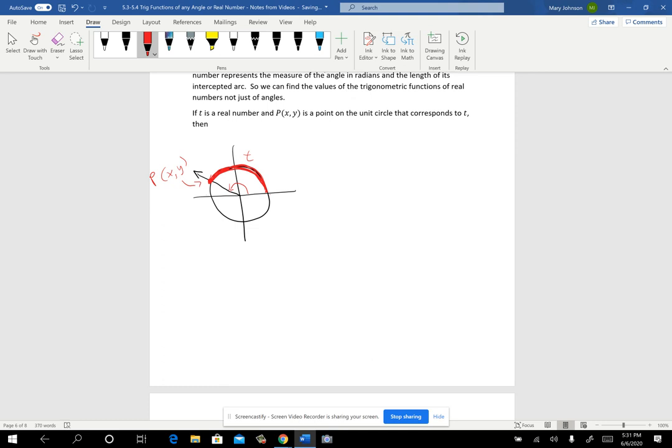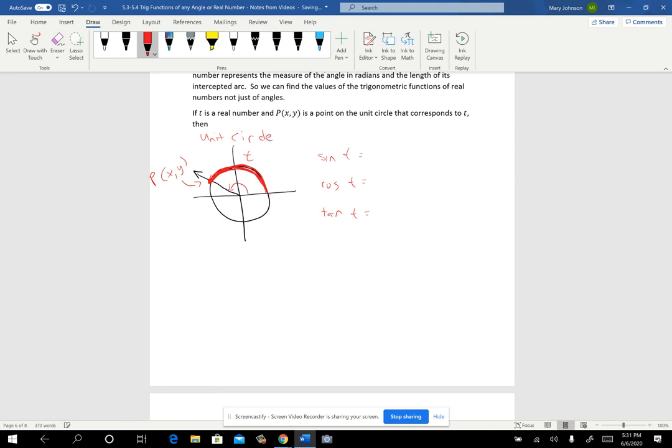Okay. Then you can wind up doing the sine, the cosine, and the tangent of t, where you're thinking about t as being some real number rather than some angle. So it's really just semantics. It's really the same idea. It's just we're thinking about it in terms of the length of an arc rather than the measure of an angle. So this is a unit circle.